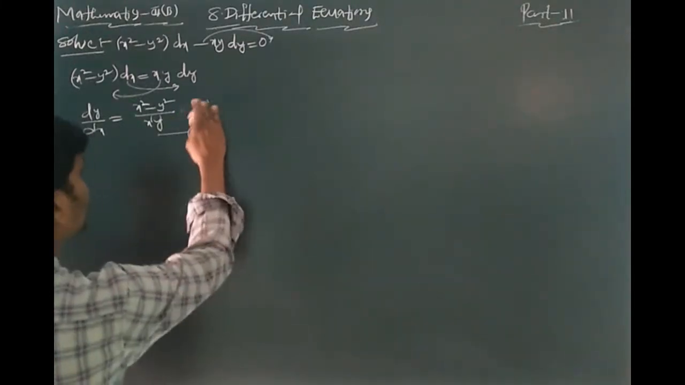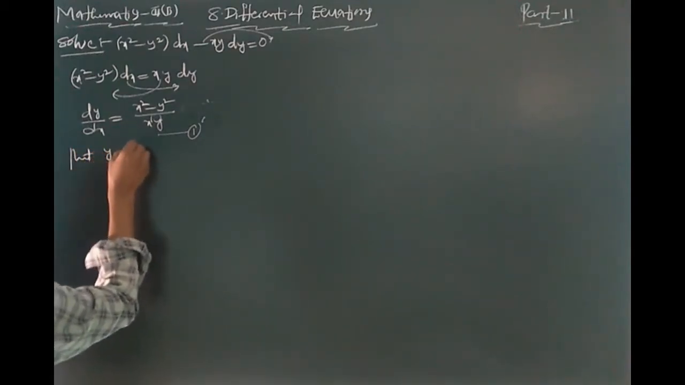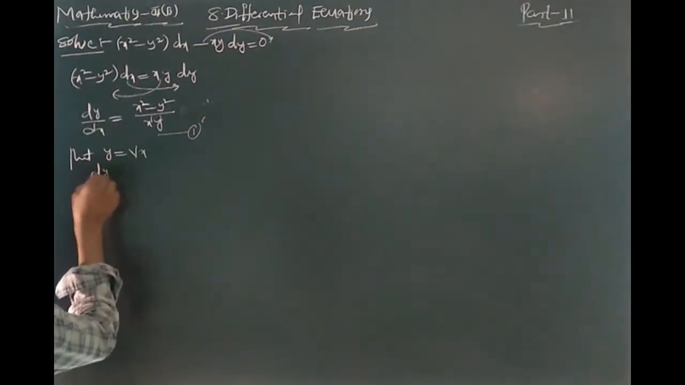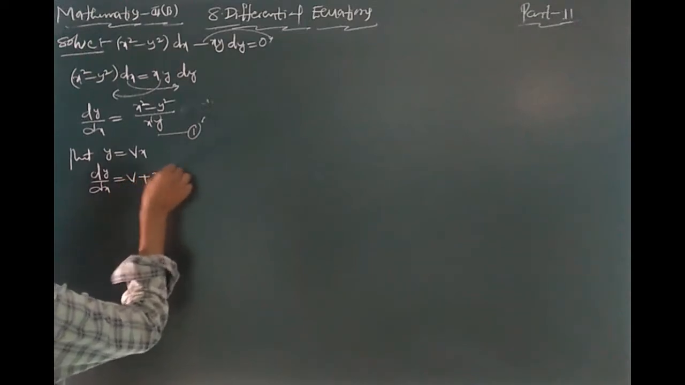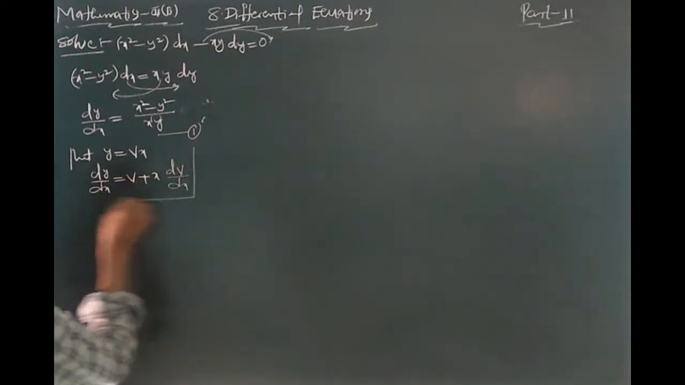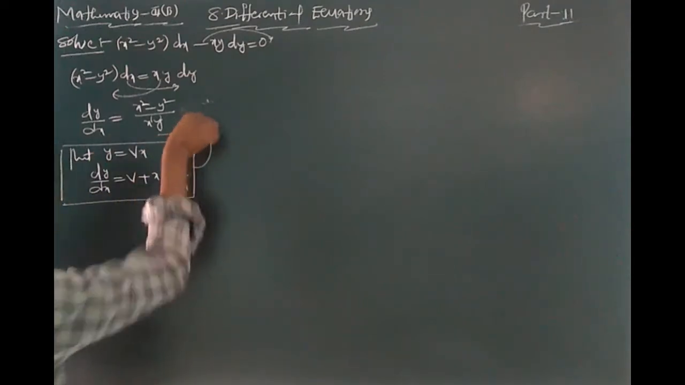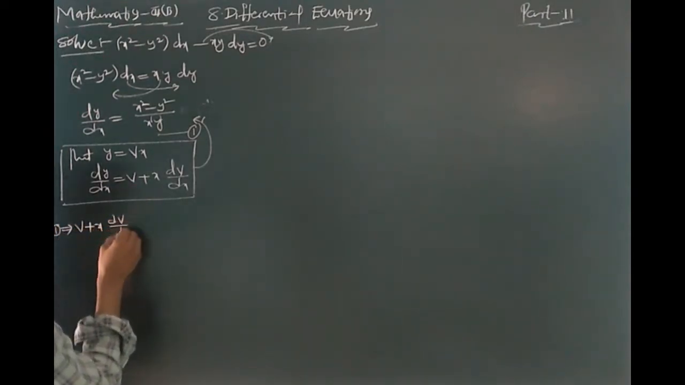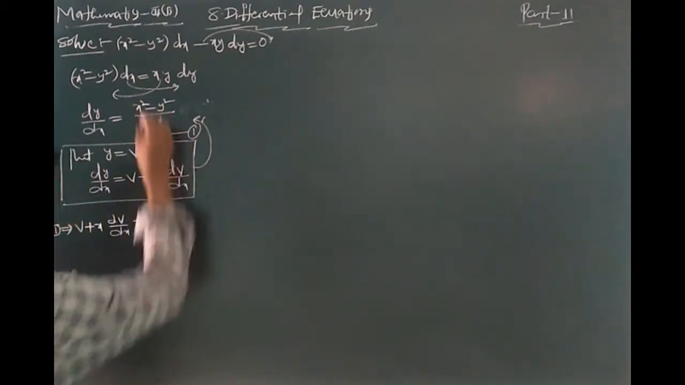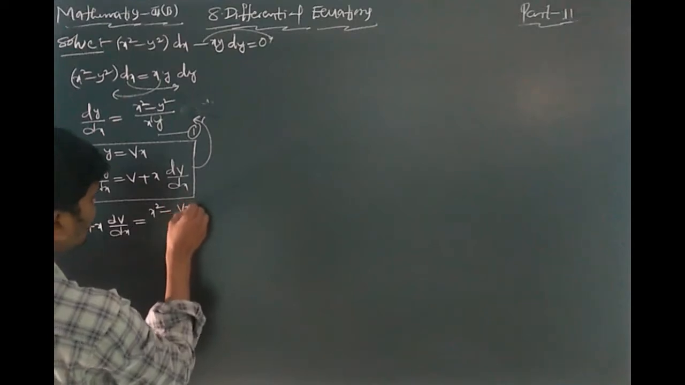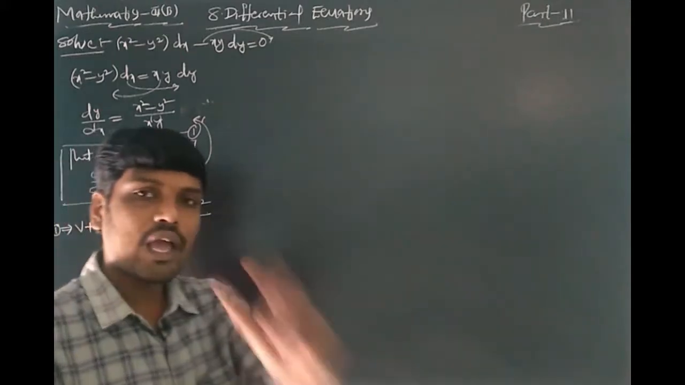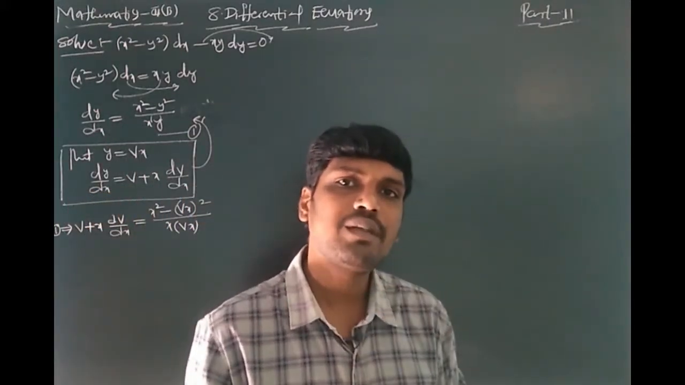That's why you can write y equal to vx. This is in the form of dy by dx. After that, derivative with respect to x, dy by dx equal to v plus x dv by dx. These values are substituted in equation 1. You get v plus x dv by dx is equal to (x square minus y square) by xy, where y value is vx, and dy by dx value is v plus x dv by dx.